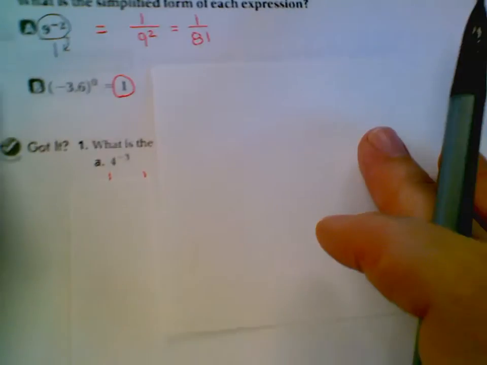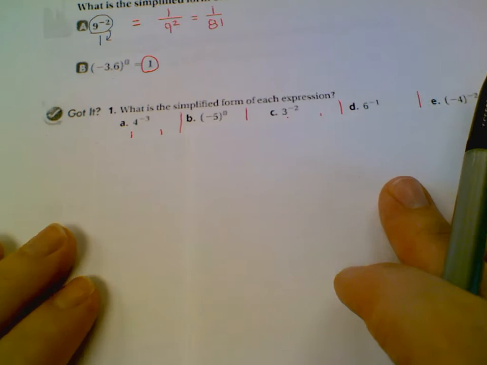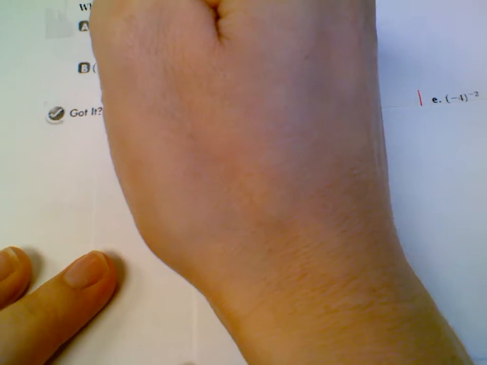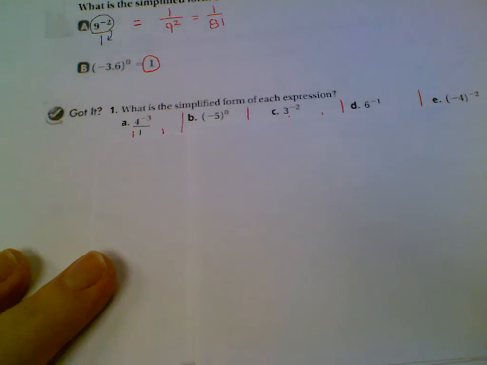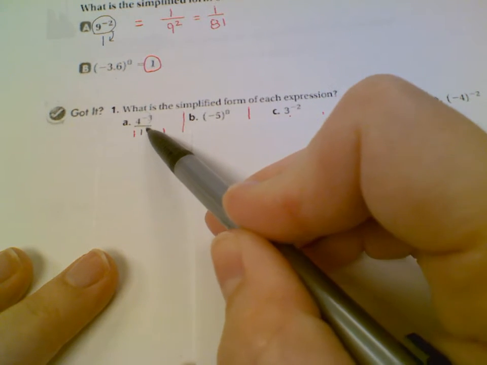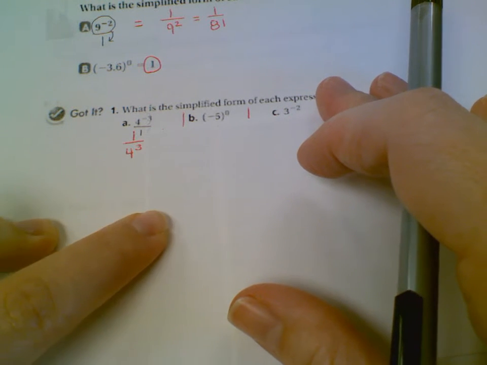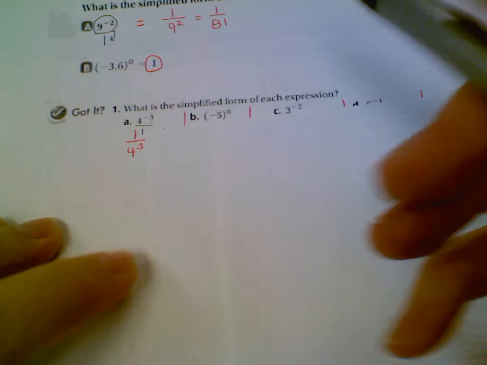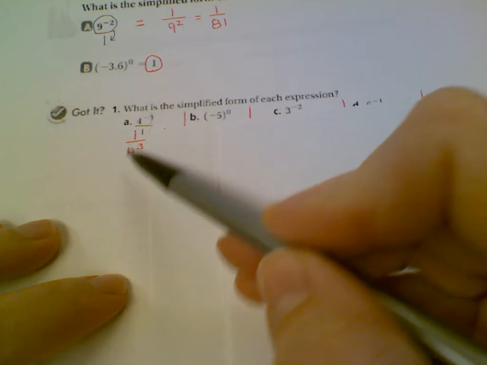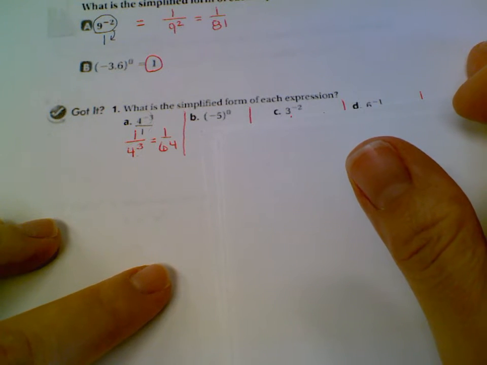Alright, let's take a look at another one. So here I have, on letter A, 4 to the negative third. I would want to change that into a fraction, so I put it over 1. Then I would move that whole term to the denominator. So that means that it would become 1 over 4 to the third power. Now remember, when I move it, that exponent becomes positive. Then I'm going to go ahead and evaluate 4 to the third, which would become 1 over 64.